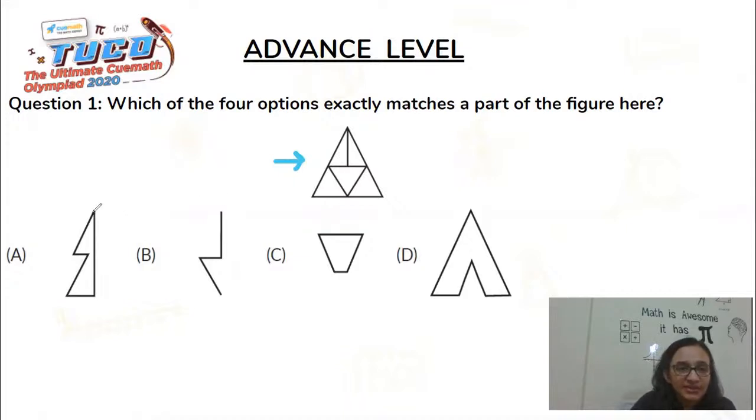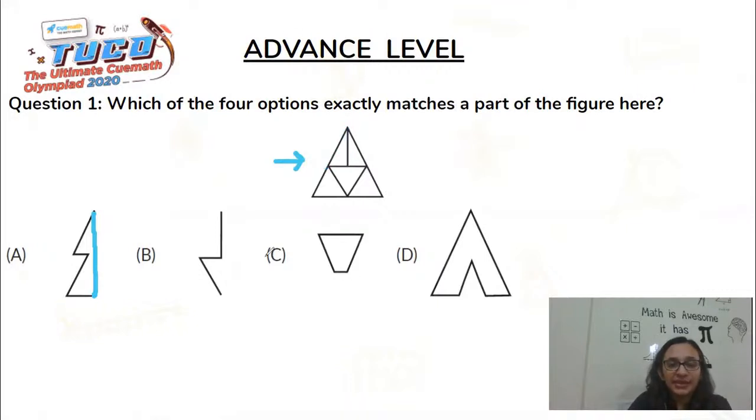So the first one is a vertical straight line coming all the way down like this. Are we able to trace it? We have a vertical straight line here, but it's only till the mid, and then we will not be able to trace out this other part of option A. So option A is not the correct answer to our question.